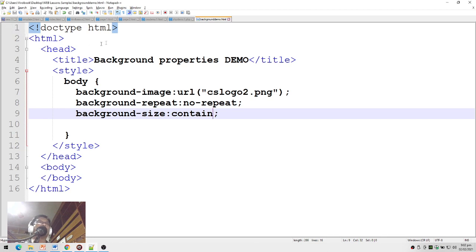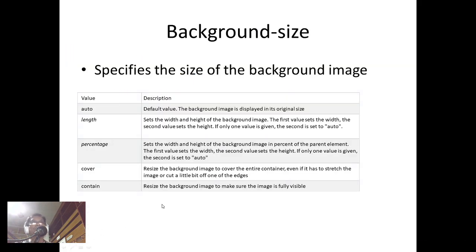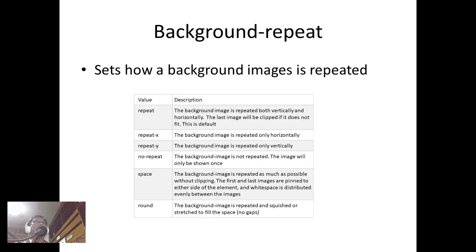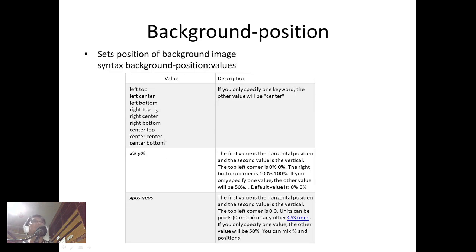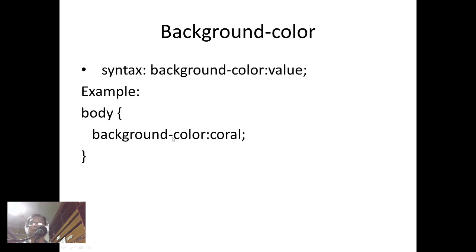So in a way, what we have discussed are several of the background properties. So background size. Again, we have the background repeat. And you can see here some of the possible values you're going to use. We have the background position. We have the background image, how to place background image. Background color. So these are some of the background properties of CSS. So now it's time for you to try.